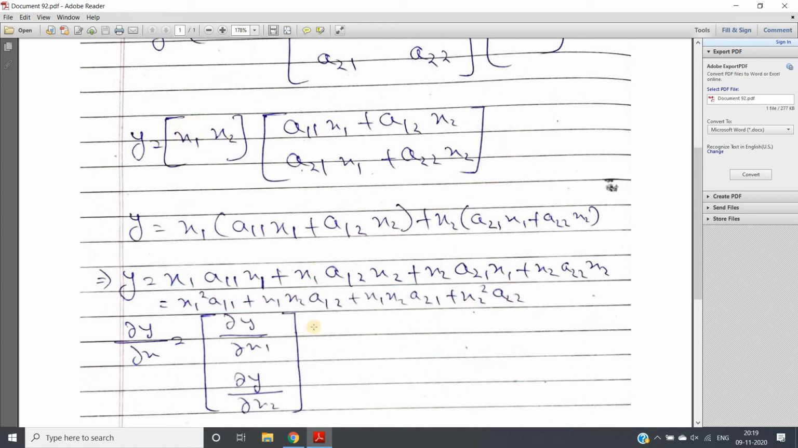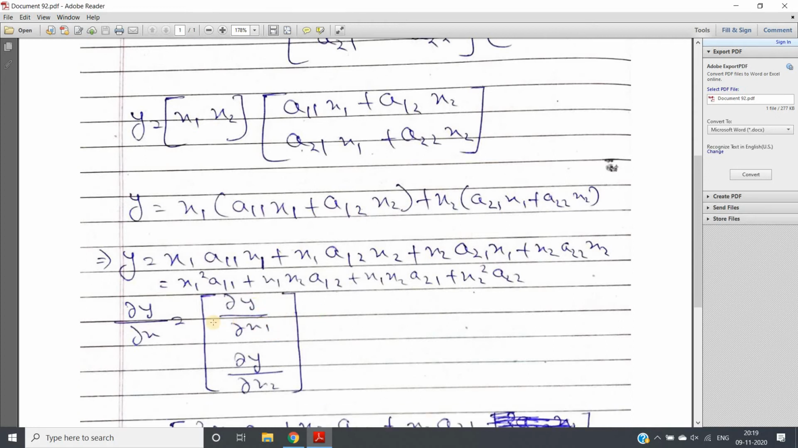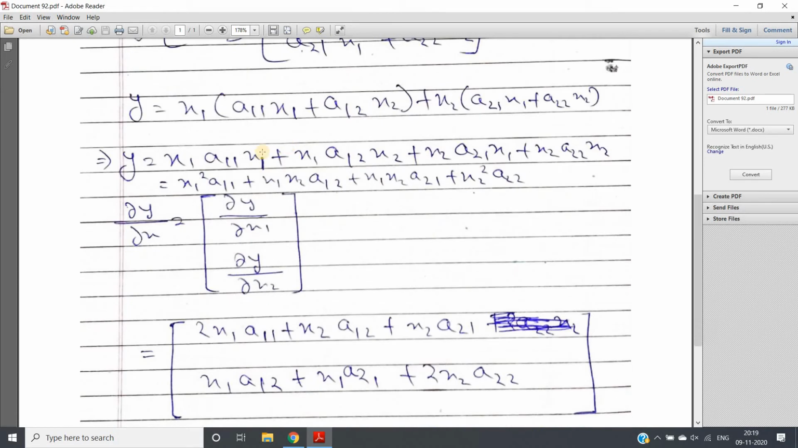2x, one is x1, another one is x2, so two rows will be created, one for x1 and another for x2. Here y is only single, so one single column will be created like this, right? Now what you need to do is just differentiate, okay.